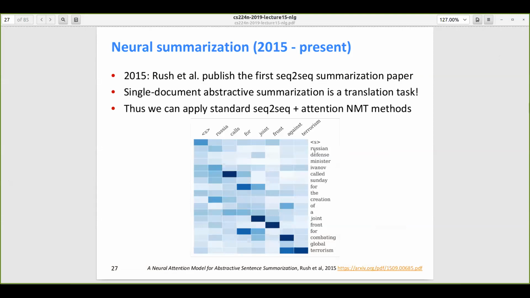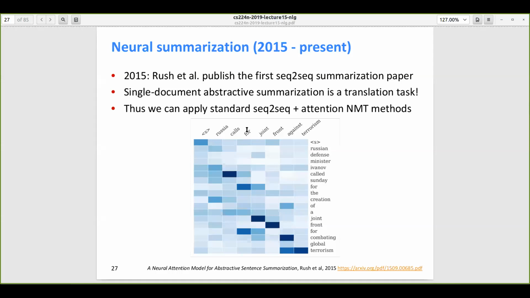What we have here on the right is a longer sentence, and we see that it is being summarized as a much shorter sentence. We have: Russian Defense Minister Ivanov called Sunday for the creation of a joint front for combating global terrorism. And the summarized text for that is: Russia calls for a joint front against terrorism. So we can see that this summarized text is very relevant to the original text. And this is generated using neural networks.